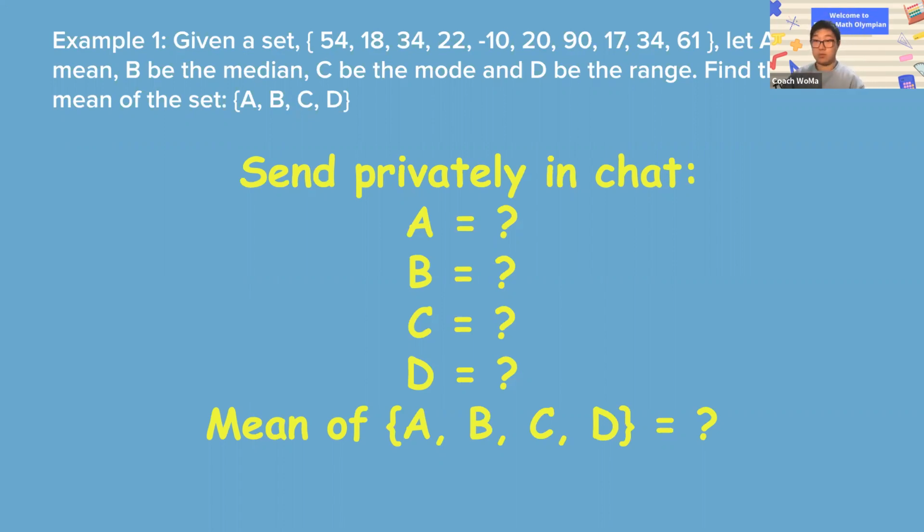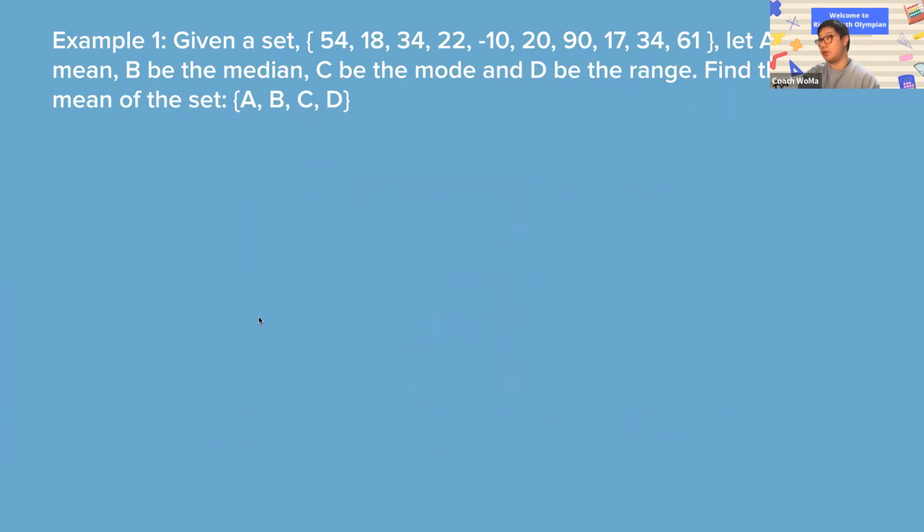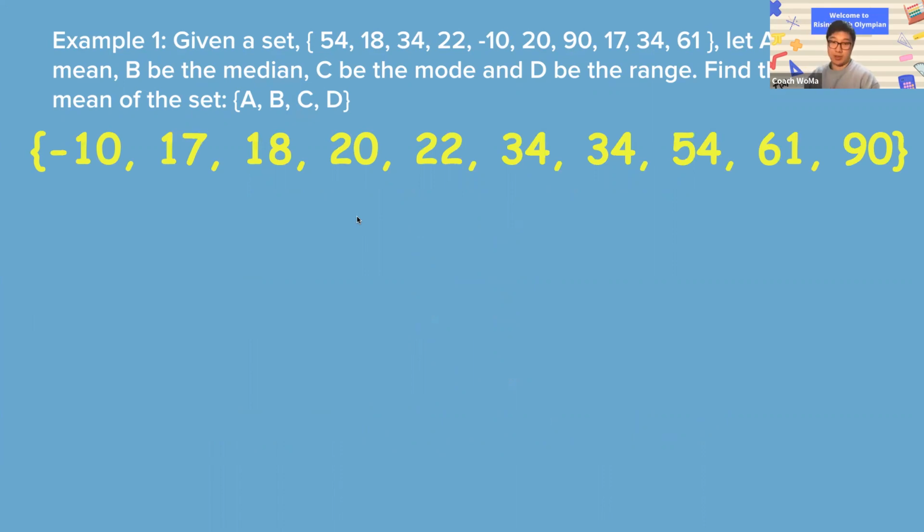All right, I think let's start going over this. For this problem, one of the best things to start with is to just write out the list in ascending order as a sorted list. The reason why is that it's a lot easier to see the median in this case.